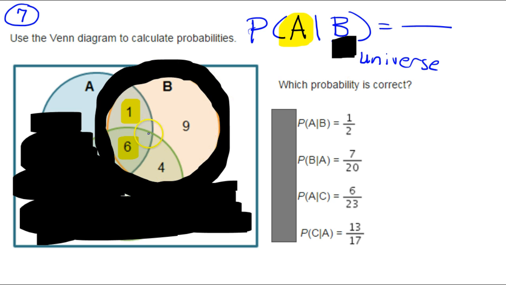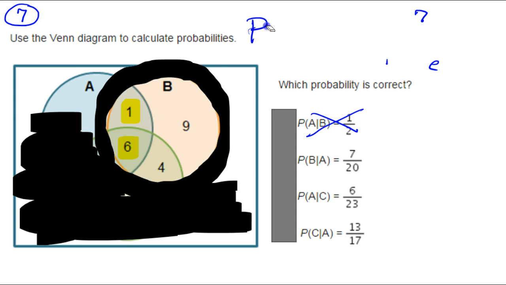So when we start doing target over total, we're going to look at how many A's we had in the universe of B. And we had 7, out of a total of however many this is. Let's see, that's 10. The 9 and 1 is 10. 6 and 4 is another 10. So that's 20. So 7 out of 20. That does not match 1/2, so that's not the answer.